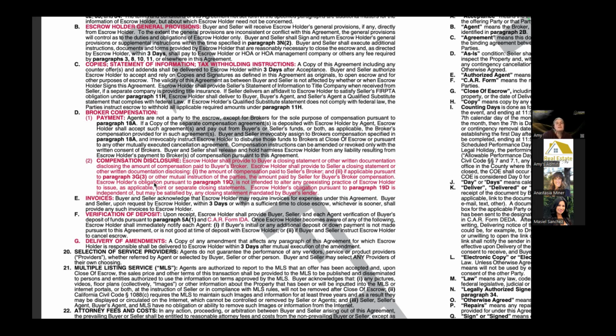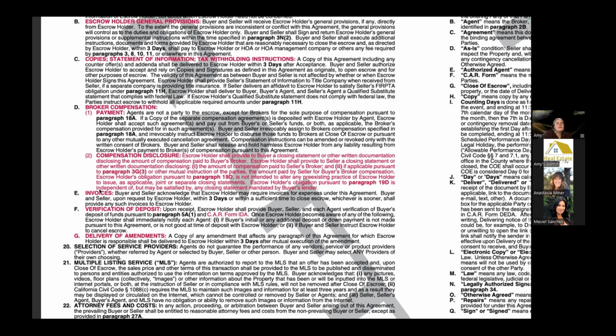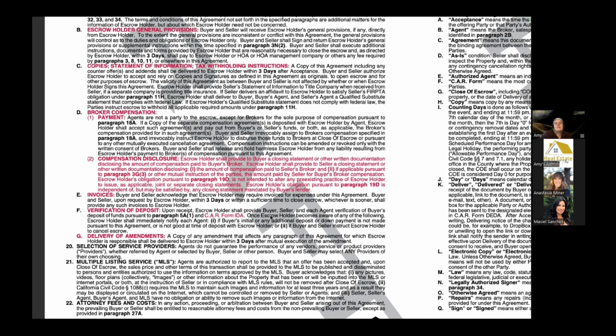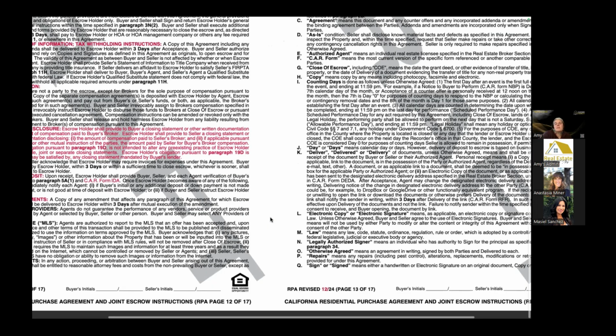Escrow holder's obligation pursuant to paragraph 19D is not intended to alter any pre-existing practice of the escrow holder to issue, as applicable, joint or separate closing statements. Escrow holder's obligation pursuant to paragraph 19D is independent of, but may be satisfied by, any closing statement mandated by buyer's lender. Okay, E is just the invoices. F is verification of deposit. Here it pulls in that new form, the IDA form, the increased deposit addendum, and then delivery of addendum or amendment. So they've just broken it out. That's the only change there on pages 12 and 13.